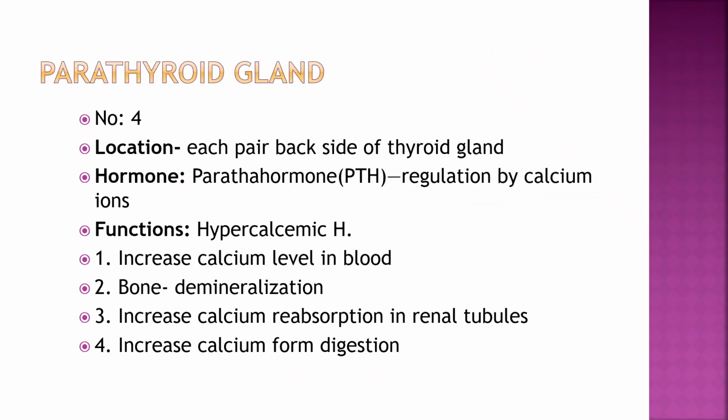The fifth gland is the parathyroid gland. They are four in number and are located in pairs at the back side of the thyroid gland. The hormone secreted by the parathyroid gland is parathormone or PTH, and it regulates calcium ions. The parathormone acts as a hypercalcemic hormone. So it increases the calcium level in the blood by bone demineralization, increased calcium reabsorption in renal tubules, and increased calcium absorption from digestion.